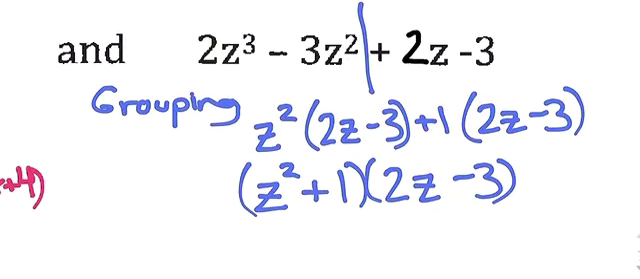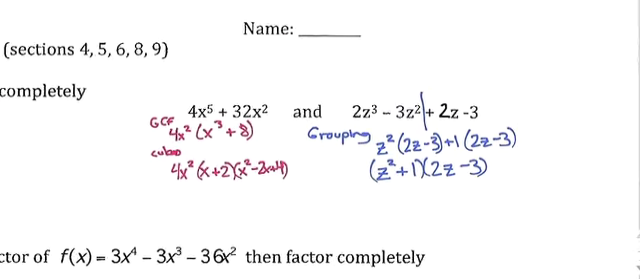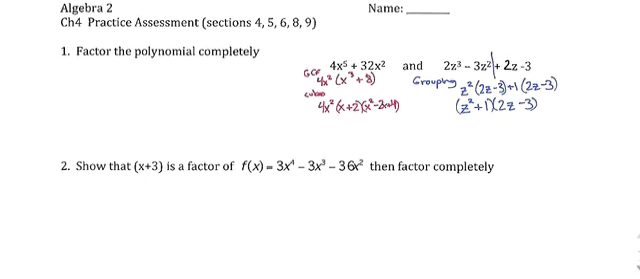If this would have been a -1, well, it was a difference of squares, we would have had a z plus 1, z minus 1. But the way that it's written, it was just grouping. Okay, chances are you're going to have more than one strategy since this is second semester.